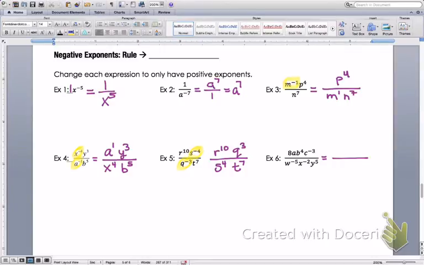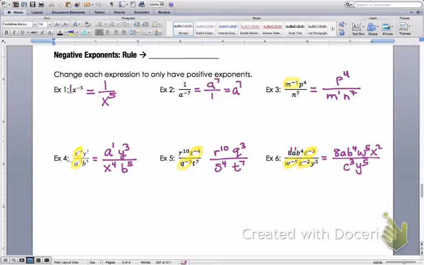All right, now that you've tried number 6, we're going to go ahead and see what the answer was. So this 8 has a power of 1, the a has a power of 1, so those don't move at all. So I'm just going to move the c and the w and the x. So I hope those are the ones that you moved. You should have gotten 8a, b to the 4, and w to the 5, and x to the 2. The bottom should have c to the 3 and y to the 5. If these are backwards, that's fine. It doesn't matter. So this should have been your final answer.